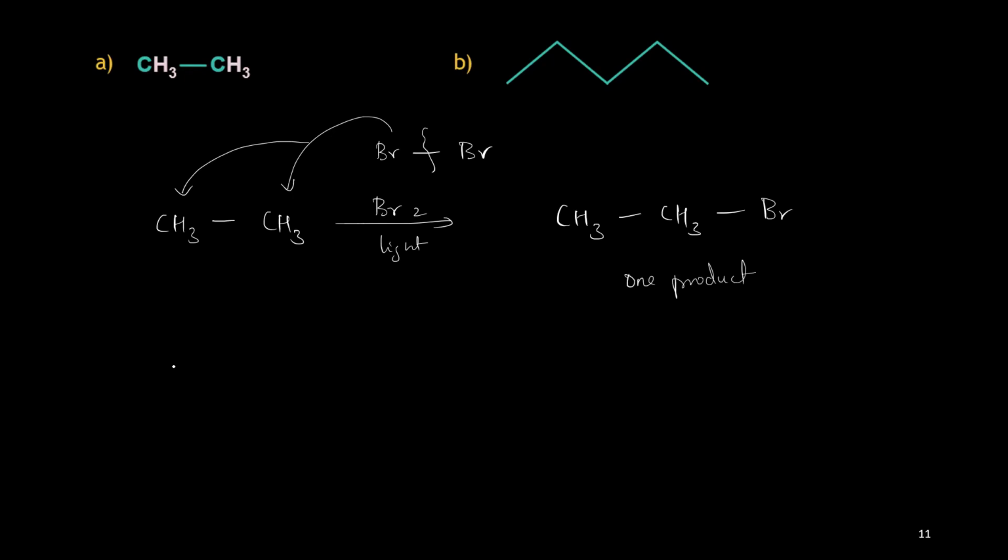So the next option, you see this one. After breaking with the bromine, where can the bromine attach? First, it can attach at the end, or second, it can attach here. So let's number it: 1, 2, 3, 4, 5. It can attach on 1, or on 2, or on 3. So there are 3 different ways, and you can get 3 different products.